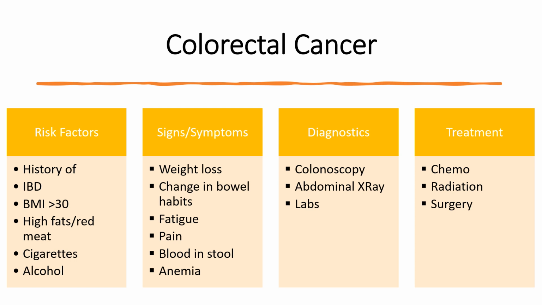Colorectal cancer. This involves the rectum and large intestines. Most of these are adenocarcinoma. Risk factors are a personal or family history, inflammatory bowel disease, so IBD, physical inactivity, obesity, so BMI greater than 30, high-fat diet, high diet in red meat, processed meats, cigarette use, and alcohol intake. Colon cancer risk is reduced with higher intake of high-fiber foods, brassica vegetables such as broccoli and cauliflower.